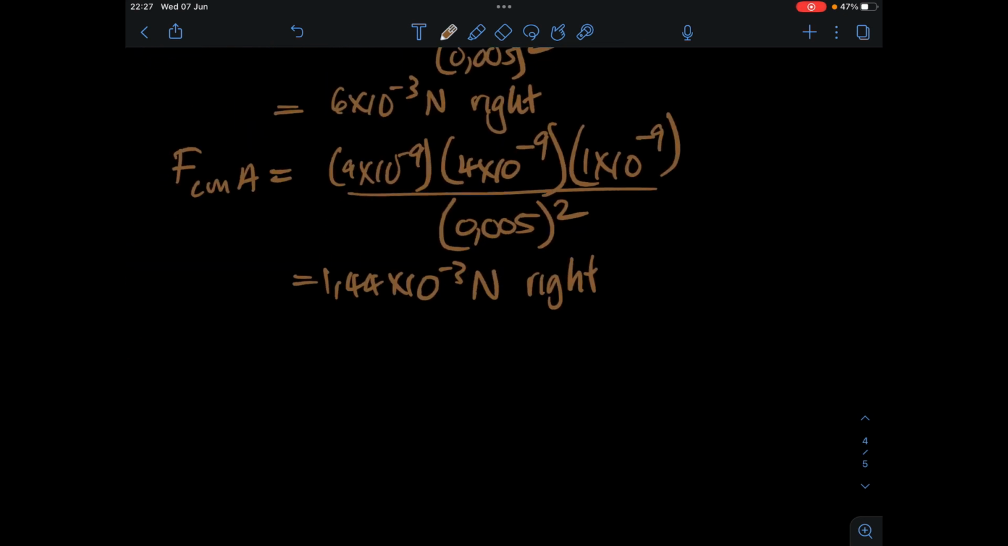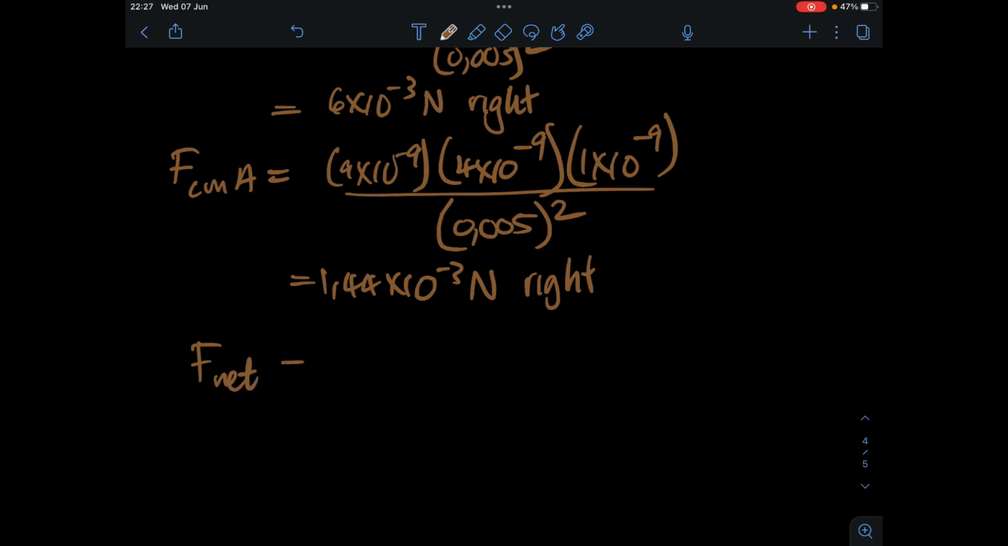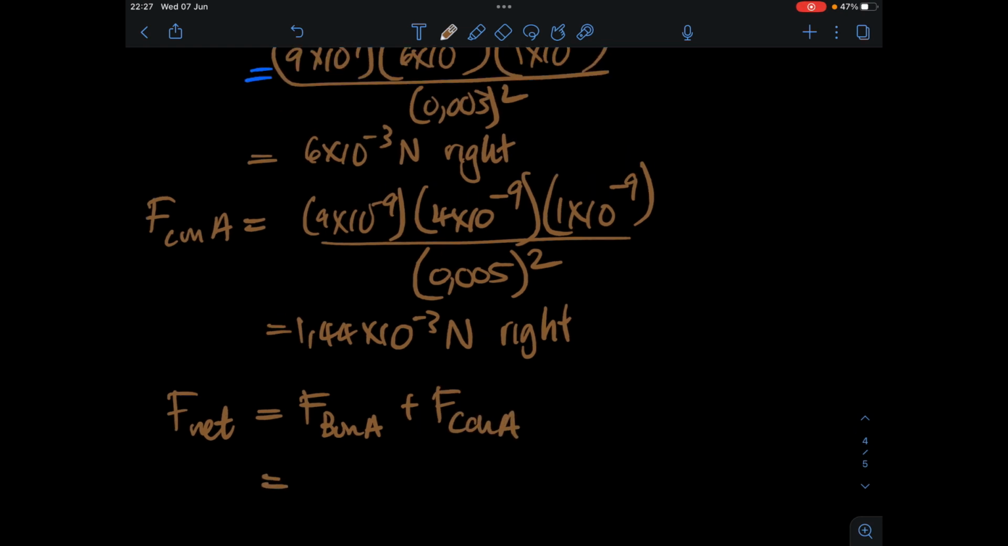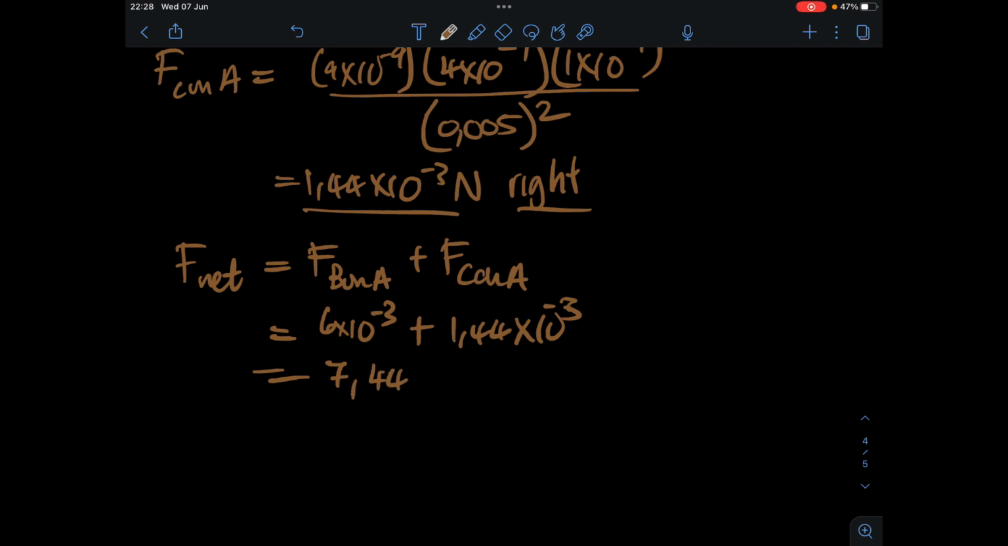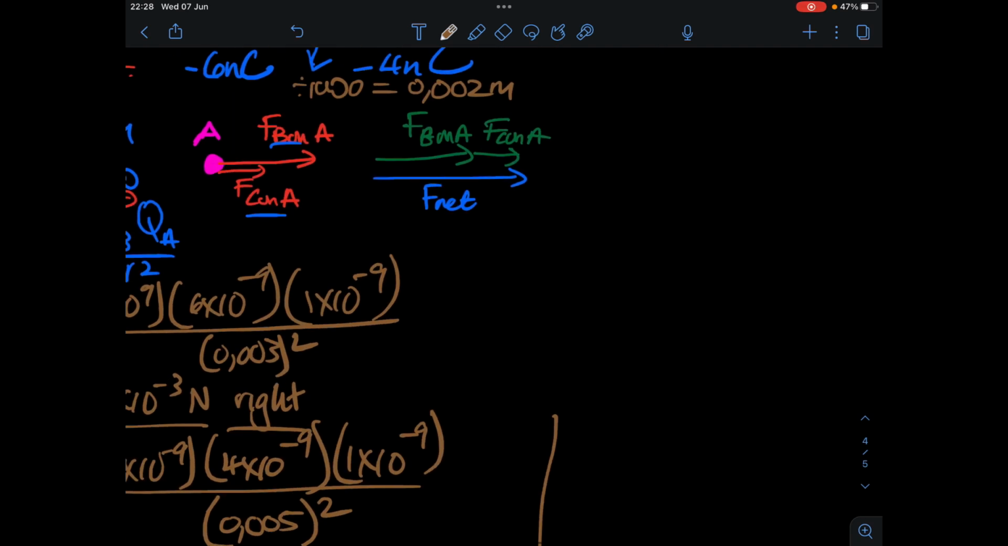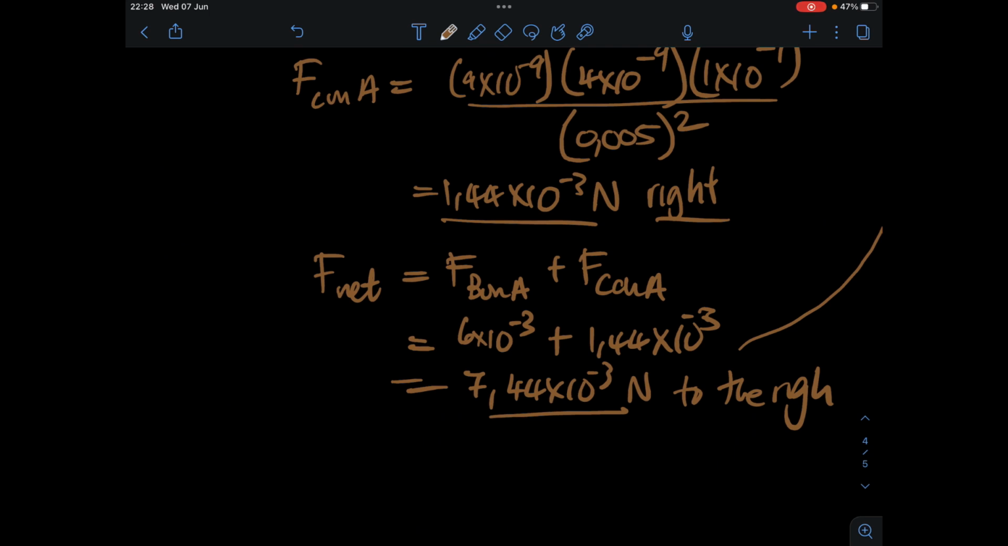Since they are linear, when you do the F net, you're just adding them. So F net is equal to the force of B on A plus the force of C on A. You add these, and they're positive because they're going to the right. So it's 6 times 10 to the power negative 3 plus 1.44 times 10 to the power negative 3. The answer is 7.44 times 10 to the power negative 3 newtons to the right. Remember, I said the F net is going to the right.